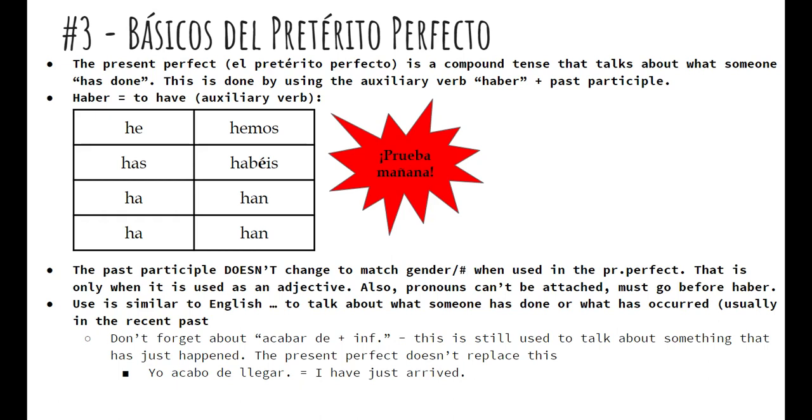So here would be an example of acabar de plus infinitive. Yo acabo de llegar. I have just arrived. Or Timothy acaba de desayunar. Timothy has just had breakfast. Now, what about a few examples of the present perfect? What would this look like?